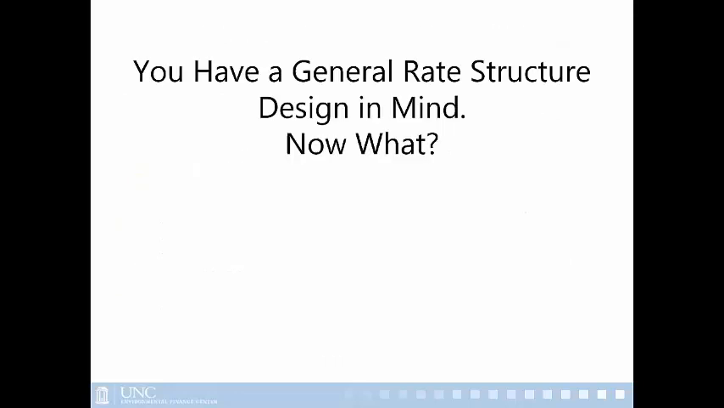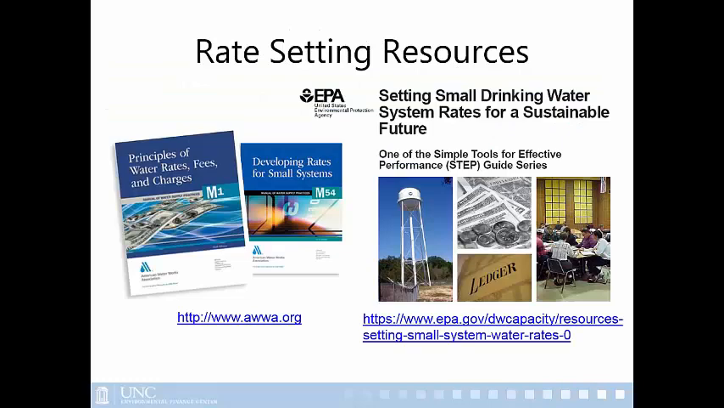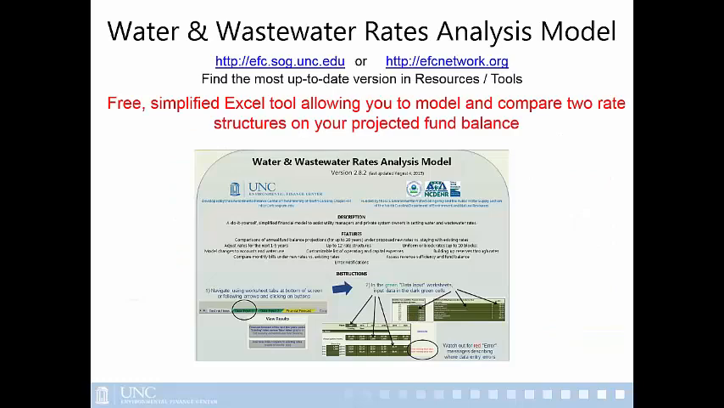So I apologize for not having enough time to talk about all these scenarios, and I'm going a little bit over. I'm going to finish this webinar hopefully in a couple of minutes. I wanted to just quickly let you know that we have resources listed here that will help you figure out how to price your rates. So after designing the rate structure based on the conditions that you're facing, you want to figure out how much you charge for them. There are some resources from AWWA and from EPA. The EPA resource is a free guidebook for small systems.